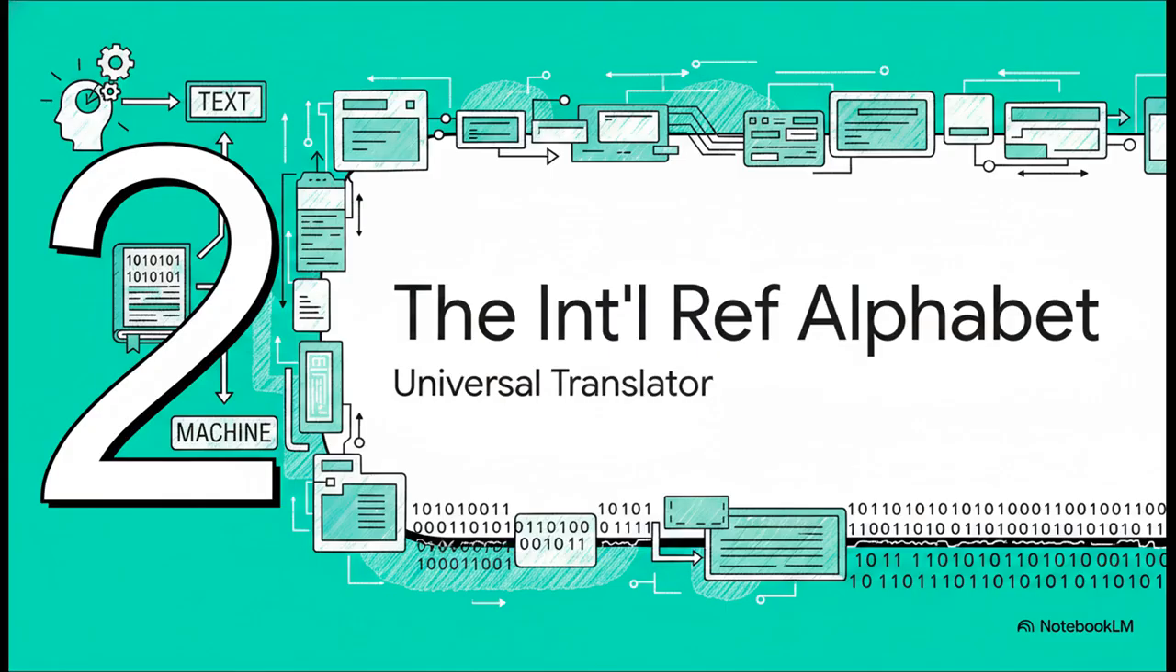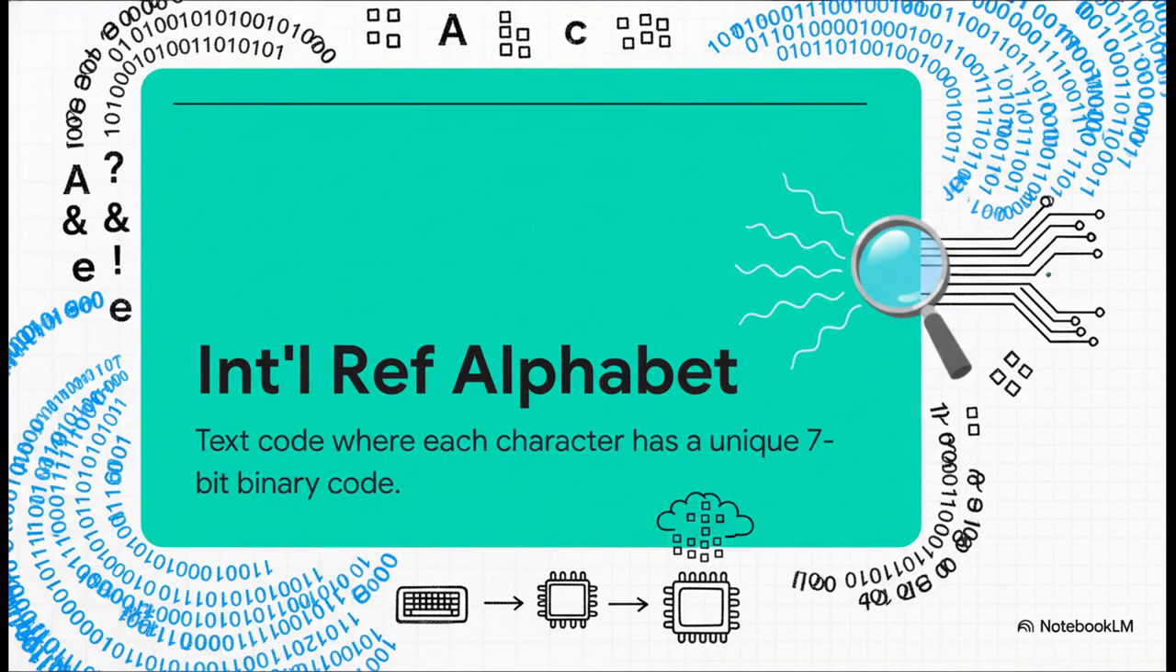Moving right along to Section 2, the International Reference Alphabet, our universal translator, because obviously we aren't using dots and dashes anymore. Today, we rely on a massive digital dictionary to translate our text, and the standard solution ruling the roost is the International Reference Alphabet, or IRA. It's the most commonly used text code out there, and the concept is brilliantly simple. Every single character you could possibly want to type gets assigned its own totally unique binary sequence.